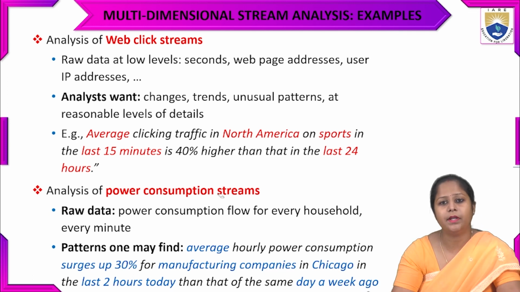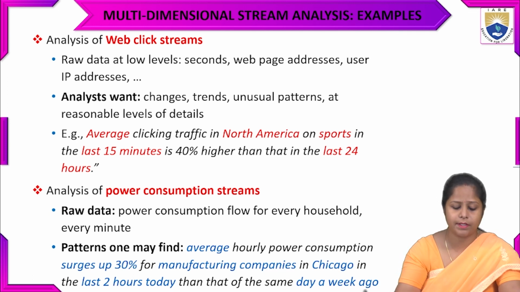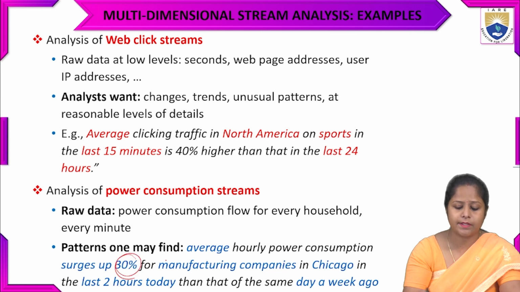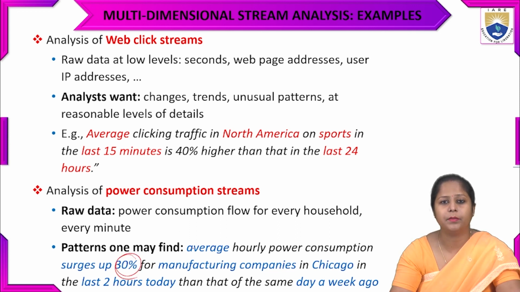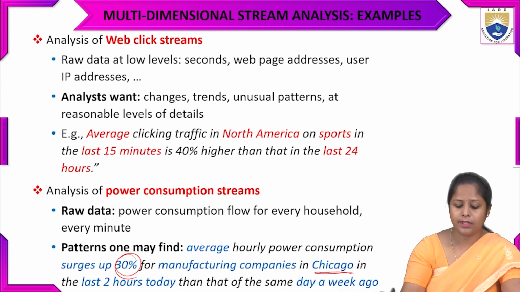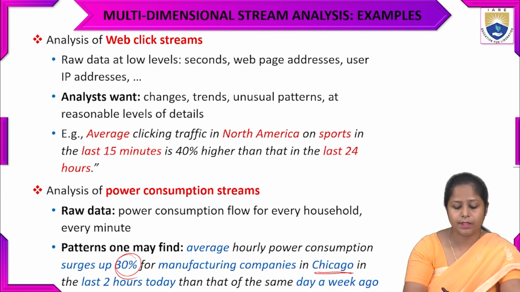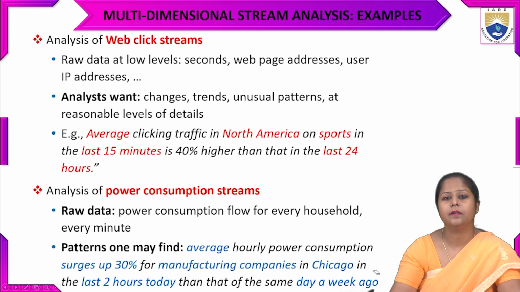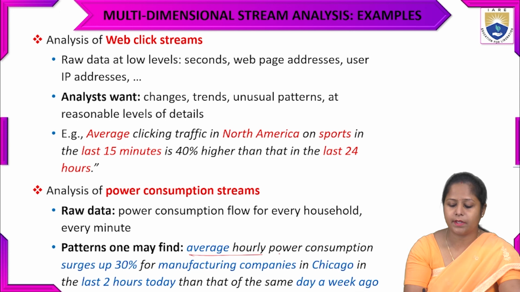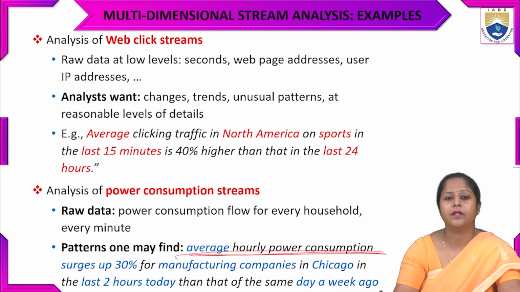So for example, the average hourly power consumption rose by 30% for manufacturing companies, say in the manufacturing industry somewhere in Chicago. In the last 2 hours today, it has increased by 30%. Then we can compare it with the same day of last week. This type of data is continuous in nature and very real. That is nothing but data stream data.